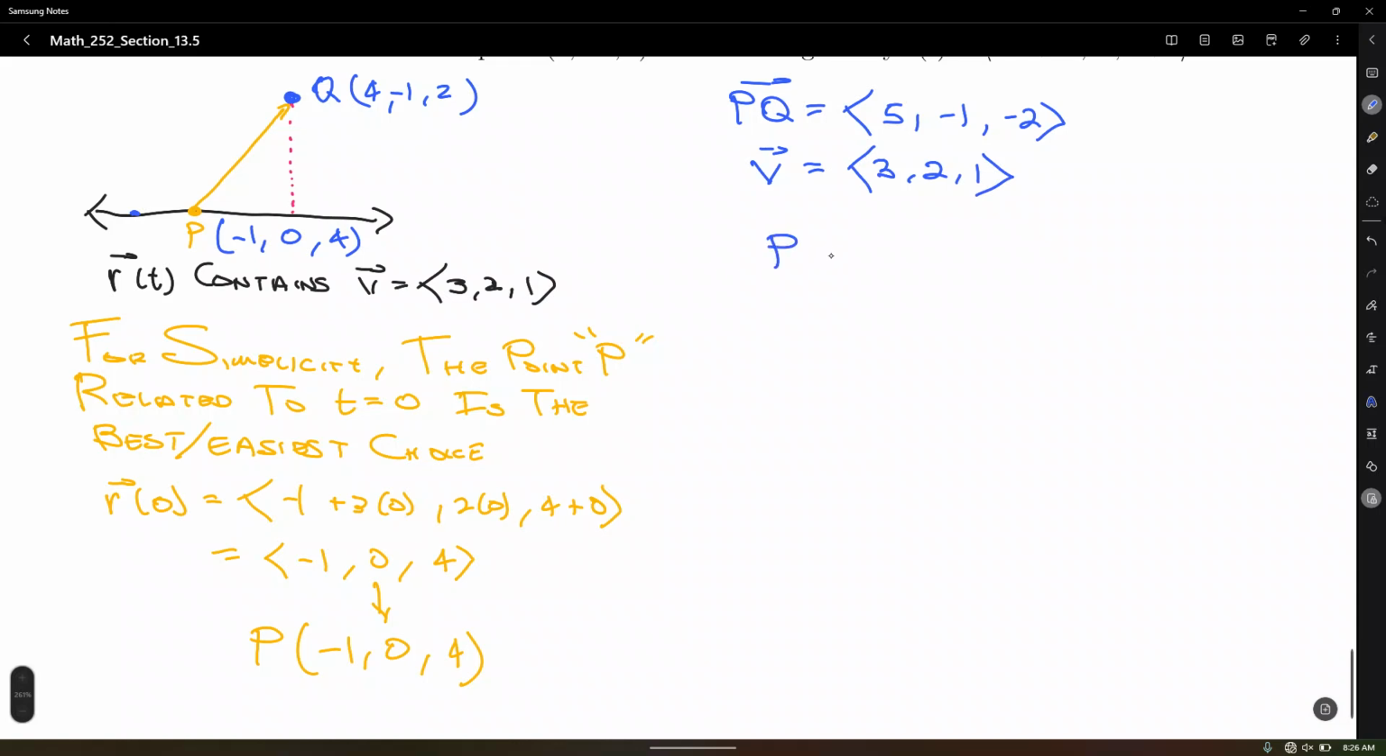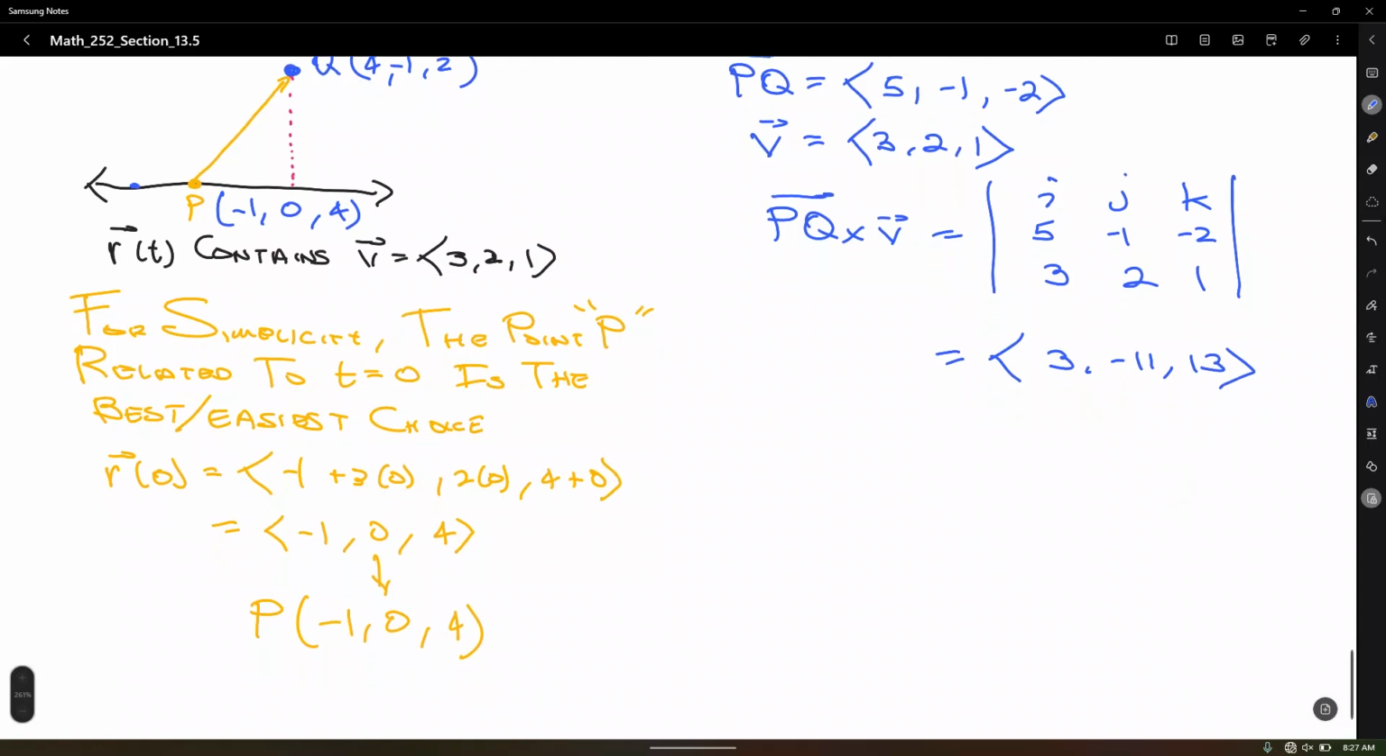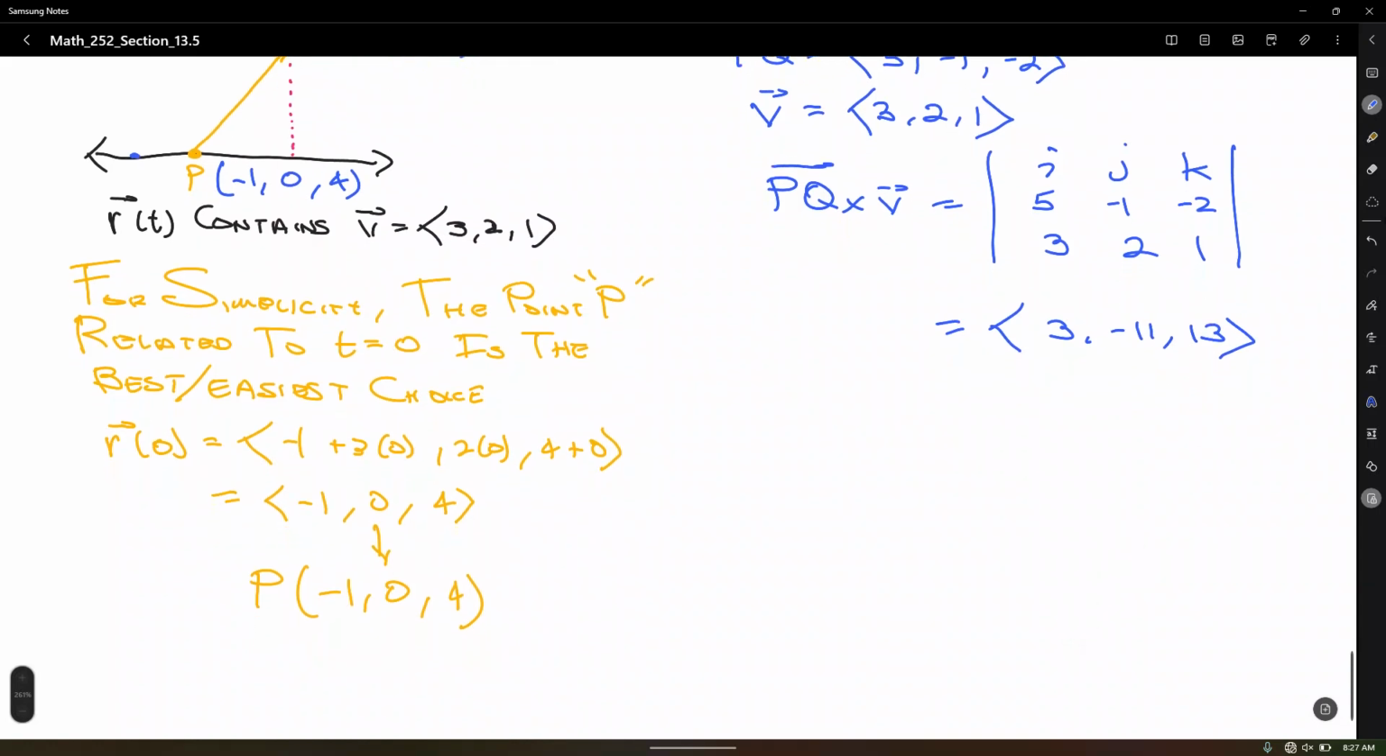So we need to find the cross product between these two vectors. PQ cross V, and we need to set up this 3x3 determinant i, j, k, and just write the vectors as rows. That is 5, -1, -2, 3, 2, 1. The result of doing the cross product between these two vectors is 3, -11, and 13. Right? At this point, you guys know how the cross product works, so I don't need to do the whole process.